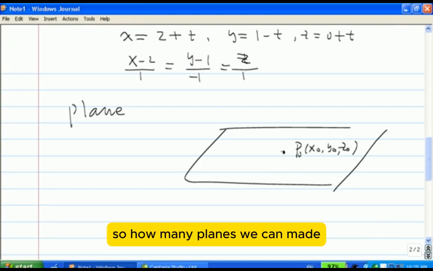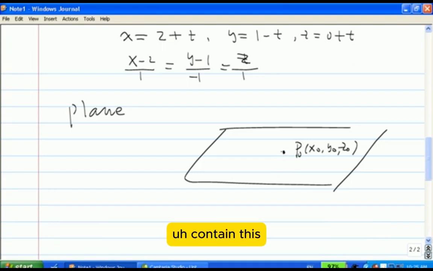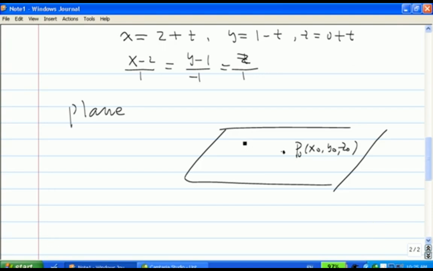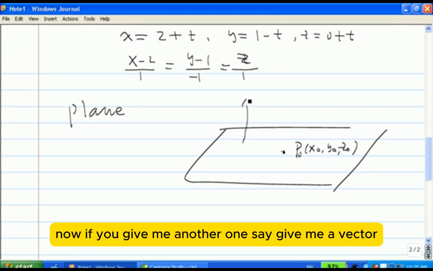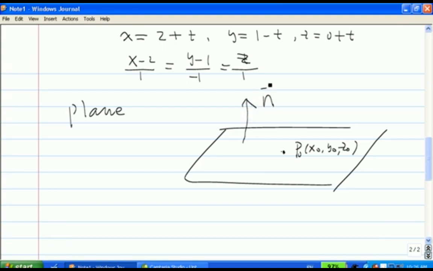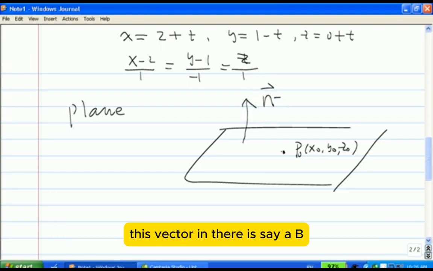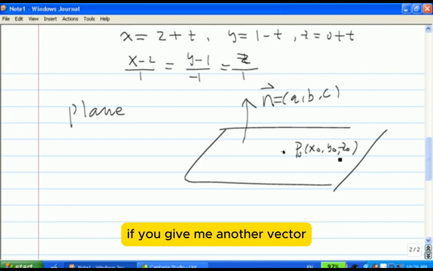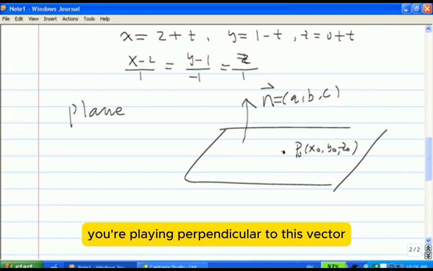So how many planes can we make that contain this point? Obviously infinitely many. So we need more conditions. Now, if you give me another thing, say a vector n, (a, b, c), a vector n perpendicular to this plane, we call such a vector a normal vector. We call this the normal vector of the plane.